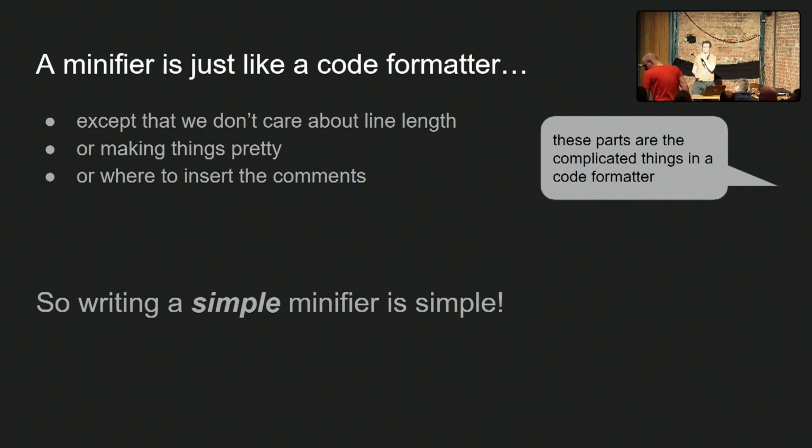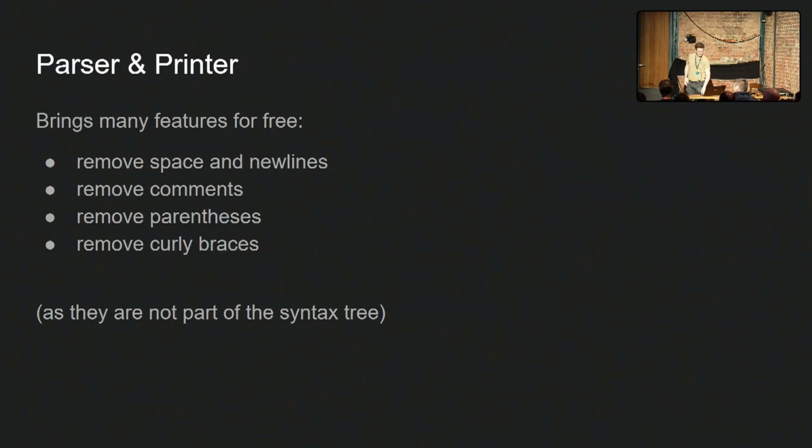Just to put it in the syntax tree and then print it back, they're all kind of corner cases that are just annoying. So writing a minifier is quite simple, or at least writing a simple minifier is simple. So the first step was just write the parser and the printer, and with just these two steps, you get lots of features. So first, all the spaces and new lines are just removed implicitly, because we don't want them in the syntax tree. Then the comments are also removed.